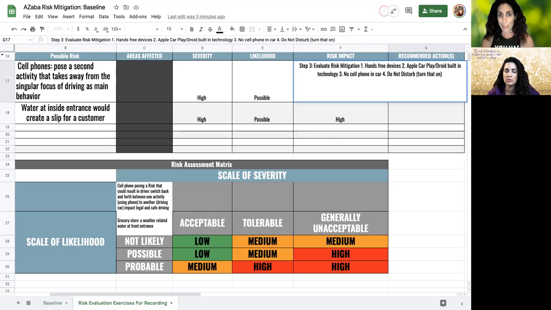So how we reduce the level of risk of them taking their eyes off the road, that could introduce obstruction to the driving, meaning like a car accident or something, or running off the road. Okay, so those are just some ideas that I would come up with.